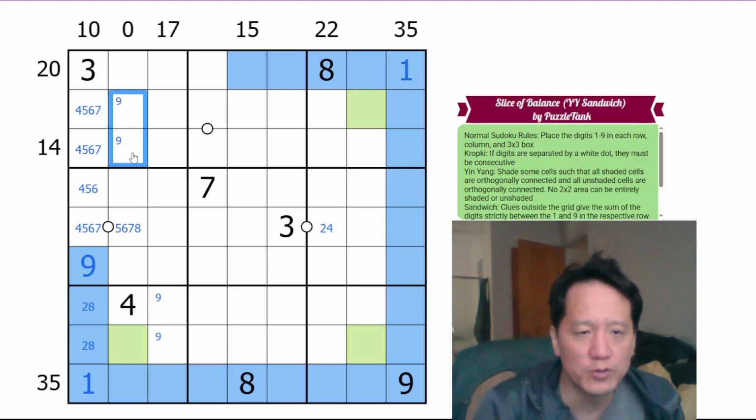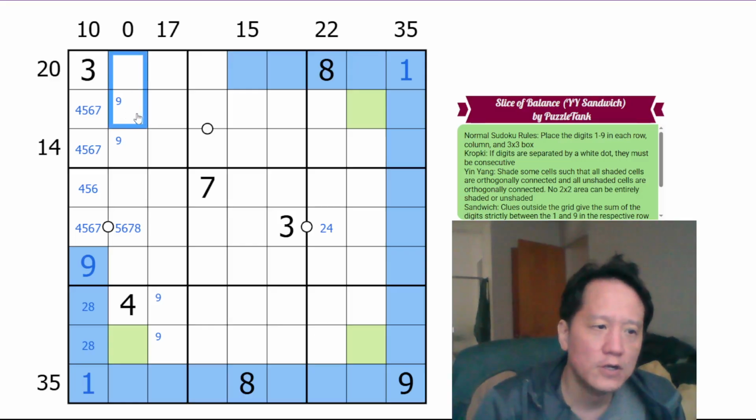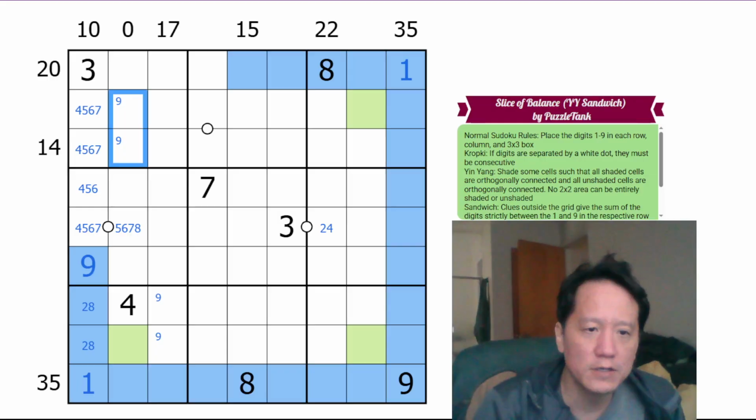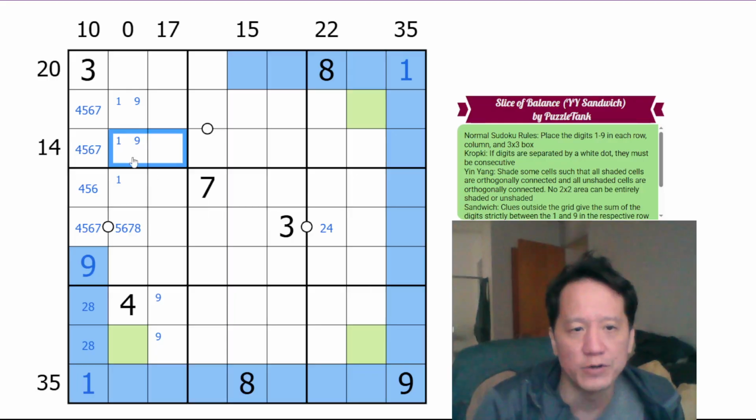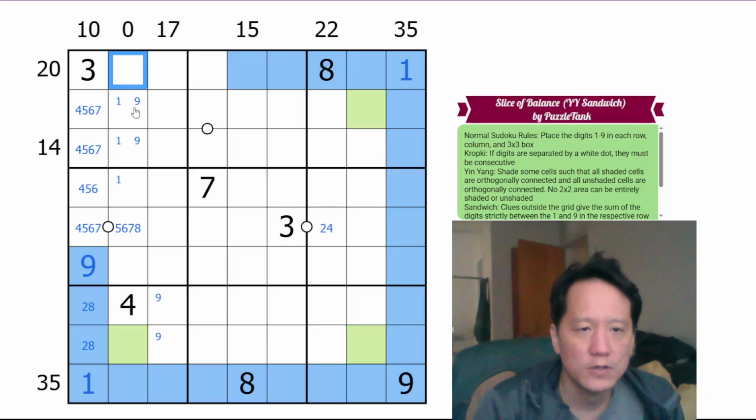So 9 must be with 1. 1 can't be here, so this can't be 9, 1 here. This could be 9, 1. So one of these 3 has to be a 1. So this has to be 1 or 9 guaranteed, right? You cannot have the 9 here. It doesn't add up to the sandwich correctly if it is. And 1 can't be here because of 1 in the row. So this is 9 or 1.